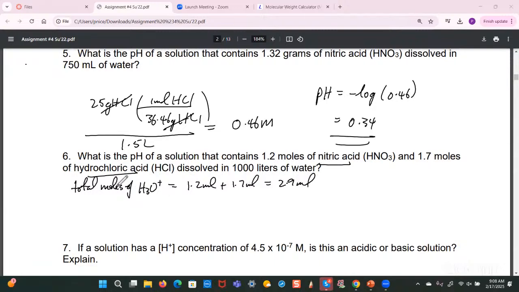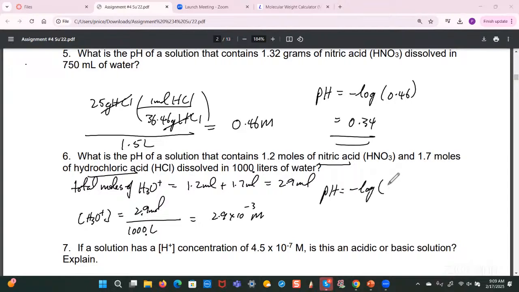All right? And then to get the molarity, that would be equal to 2.9 moles divided by the volume in liters. It says 1,000 liters. I'll put a decimal point here just to make sure that this is expressed to 4 sig figs, right? The 1,000. So basically that would be equal to 2.9 times 10 to the minus 3 M, right? So the pH would be equal to minus log of 2.9 times 10 to the minus 3.